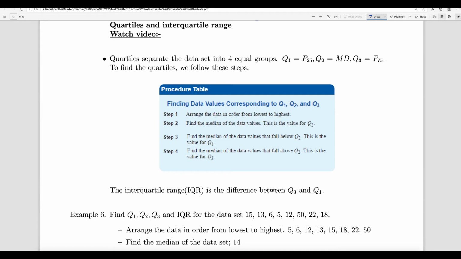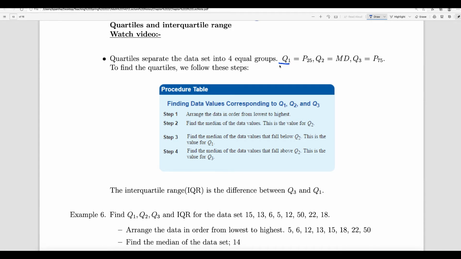In the last video, we discussed two different methods to measure the position of a data point. One was the standard score, the other was the percentile. The next thing we want to do is find the quartiles, and we also find the interquartile range. The quartiles separate the data into four equal groups.